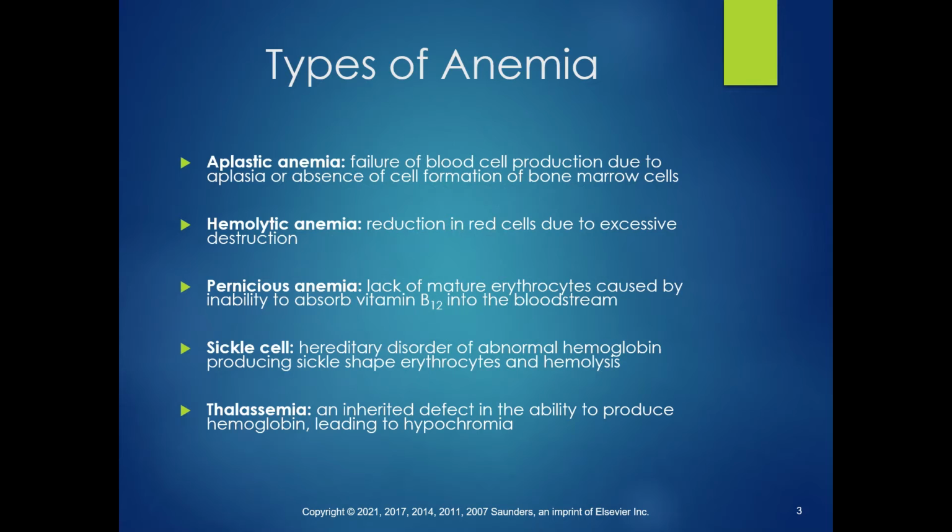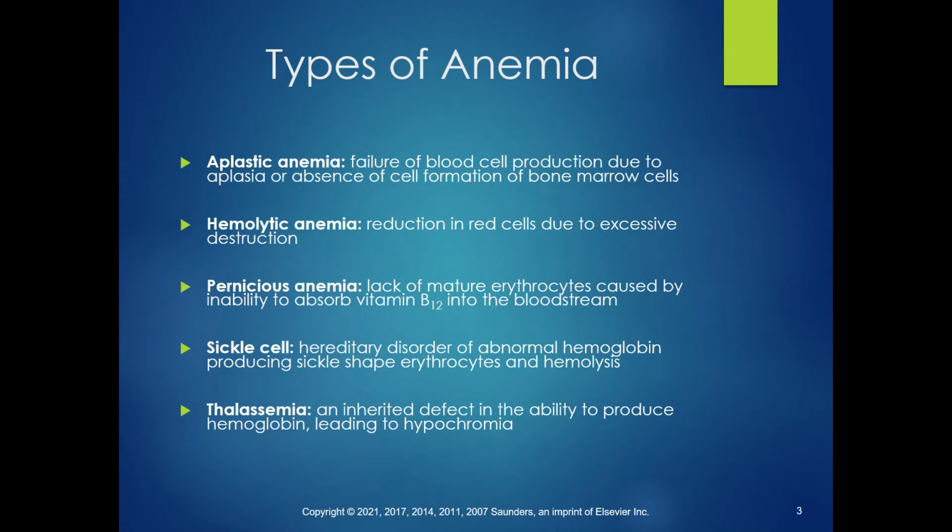Secondly, hemolytic anemia. Hemolytic anemia is a process of a reduction in red blood cells because of excessive destruction. So if red cells are being destroyed faster than they're being replaced, hemolytic anemia can be a cause. And this is not a decrease in hemoglobin. This is a destruction of red cells.